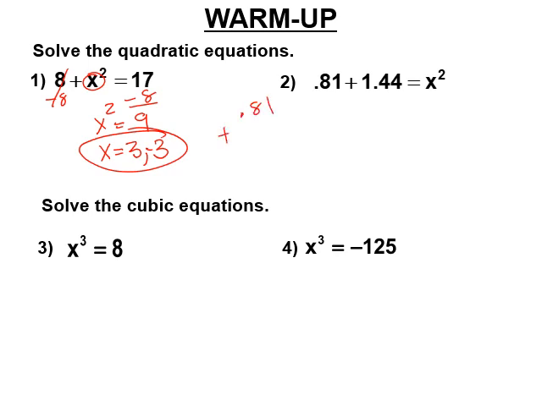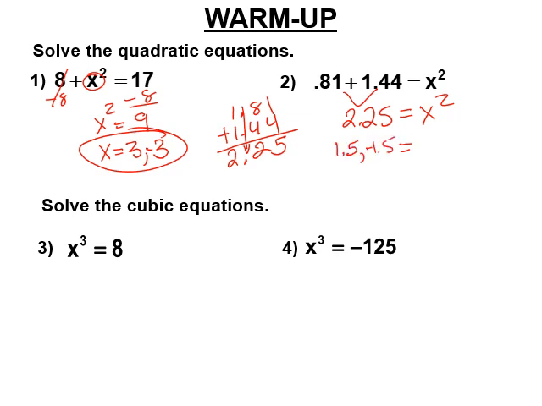0.81 plus 1.44, add them together, right? They're on the same side, so we don't have to do anything to both sides here. Decimal straight down, we get 2.25 equals x squared. Well, we know the square root of 225 is 15. So this is positive 1.5 and negative 1.5. And we're not crossing anything out. This is not the side of a right triangle. A quadratic equation typically has two answers.